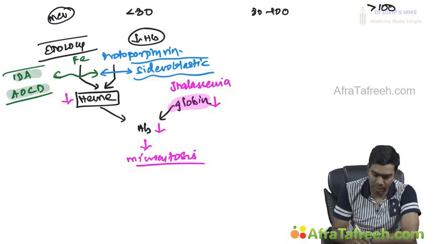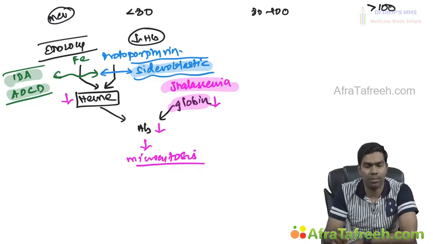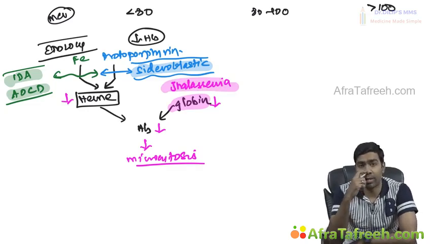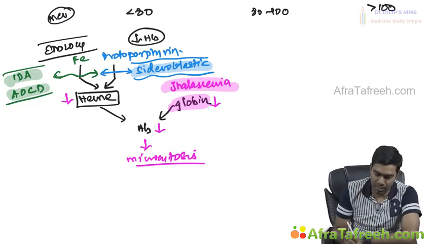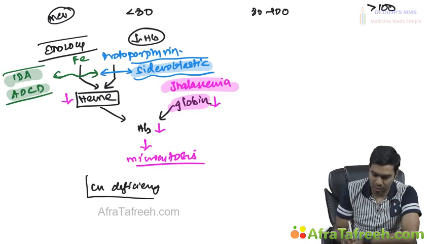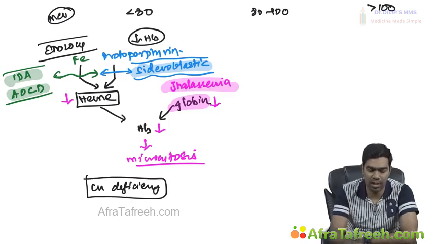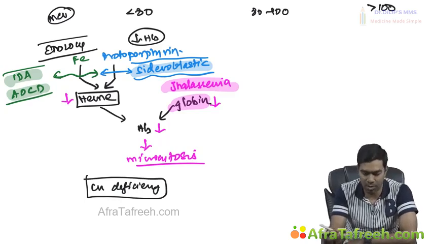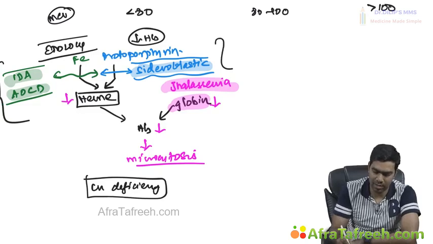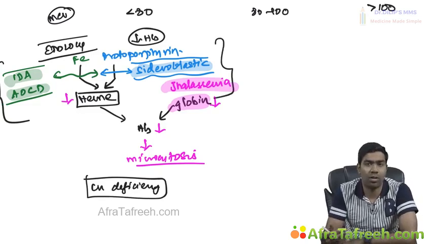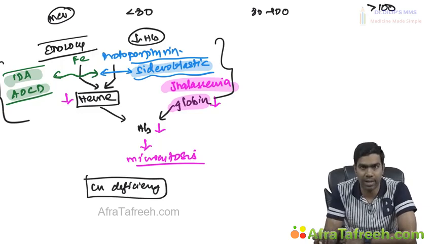So these are the four classic conditions where you're going to get a microcytic RBC or a microcytic anemia. So these are the etiologies of microcytic anemia. Apart from that, many people do forget copper deficiency. Yes or no? Copper deficiency also can result in a microcytic RBC. Apart from that, other things are not that important, but these are the four classic things that are important for the causes of a microcytic anemia.